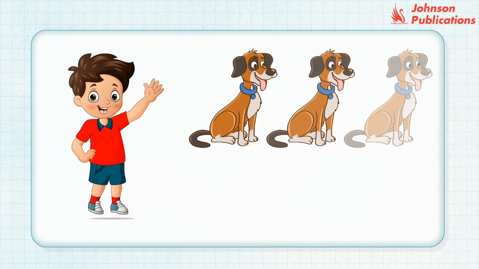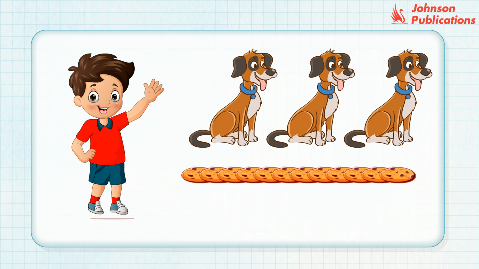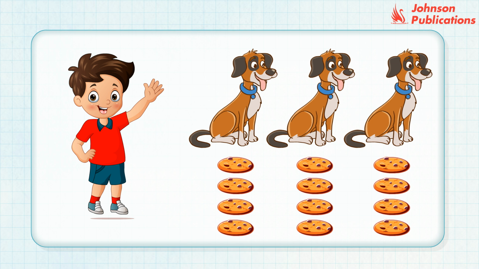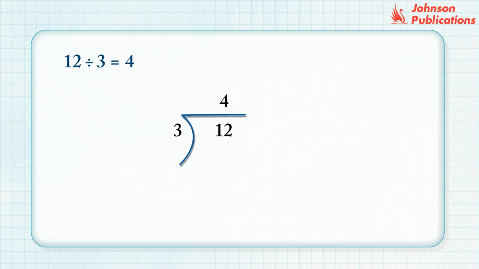Look at this story. Manish feeds 3 stray dogs near his society with biscuits. If he has 12 biscuits, how many biscuits can he feed to each dog? Let us divide 12 by 3 and find out how many biscuits Manish can feed to each dog. This is called the division sentence. This division sentence can also be written like this.